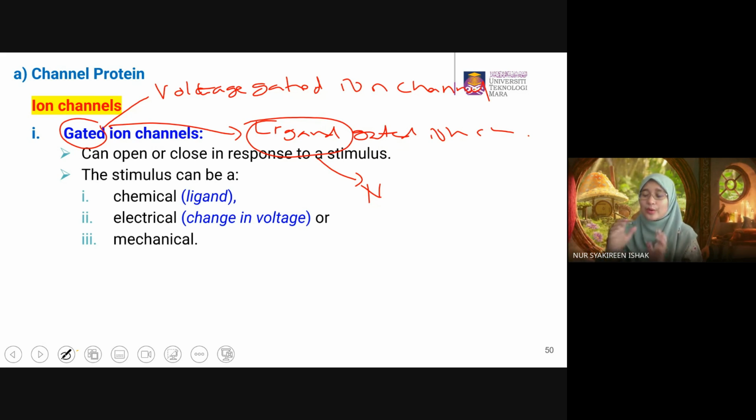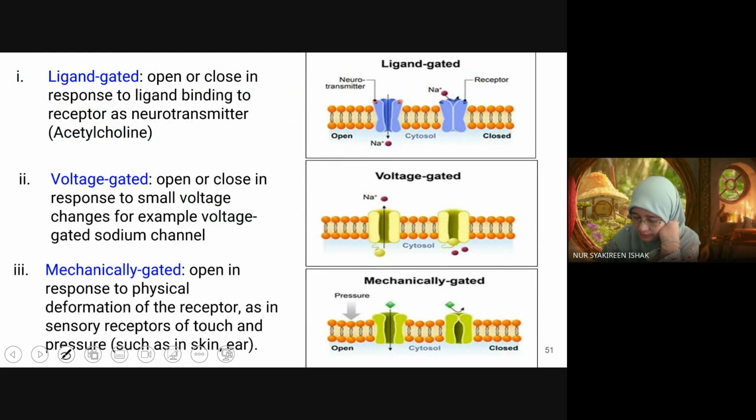In order for the gated channel to open, it has to have some kind of stimulus. If you draw it here, this is a ligand gated channel. A ligand gated channel opens or closes in response to a ligand or chemical molecule binding to a receptor, such as a neurotransmitter. An example of a neurotransmitter is acetylcholine.